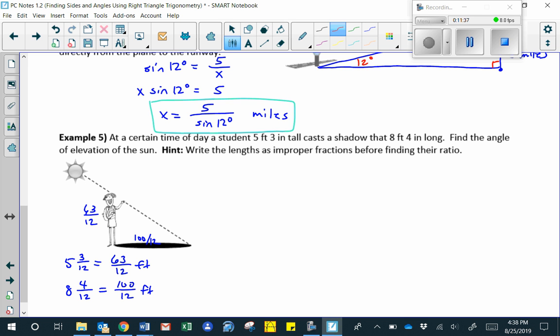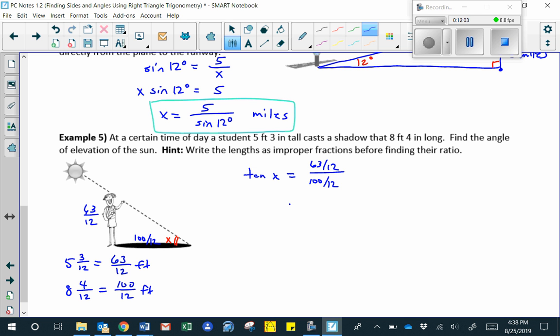We are looking for the angle of elevation of the sun. So we're looking for this angle right here. And we have opposite and adjacent. So we need to write a tangent ratio. Tangent of x is equal to opposite, which would be 63/12 over adjacent 100/12.